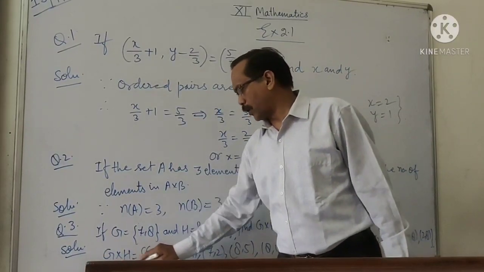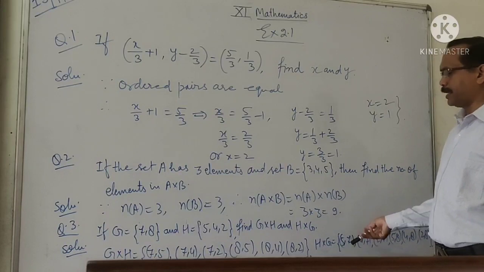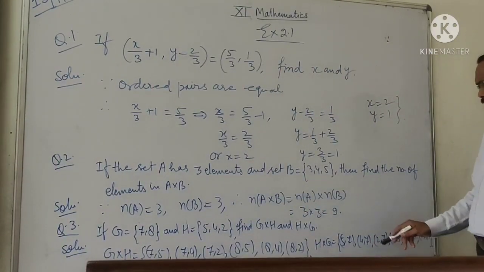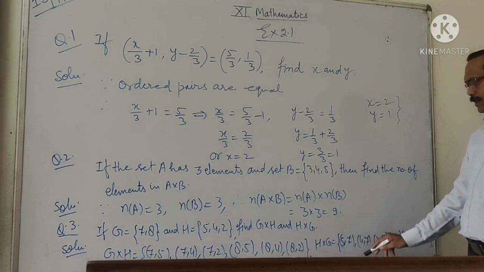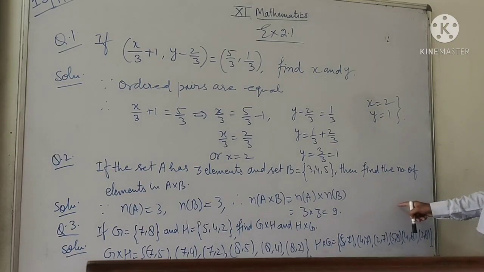That is G cross H. To find H cross G, we change the order of the pairs, right? So that is (5,7), (4,7), (2,7), (5,8), (4,8) and (2,8). Here G cross H is not equal to H cross G.